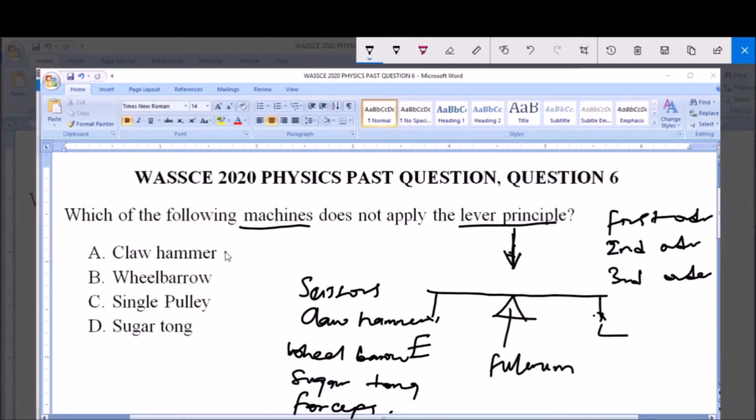Like you can see, the claw hammer applies the lever principle. Likewise, the wheelbarrow and the sugar tongs. But option C here says single pulley. Now, a pulley or a pulley system is another type of machine that does not apply the lever principle. This pulley system is usually used to raise or lower heavy loads.